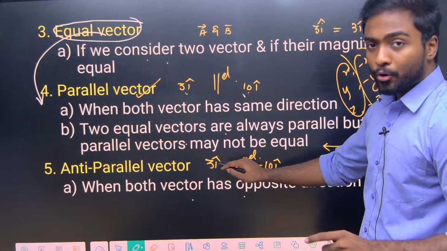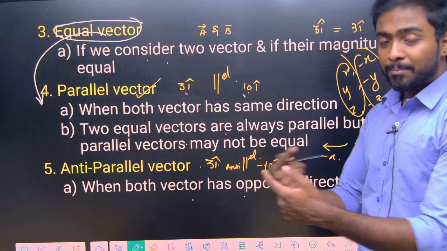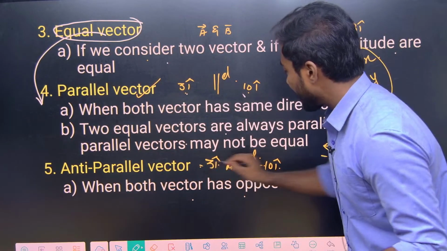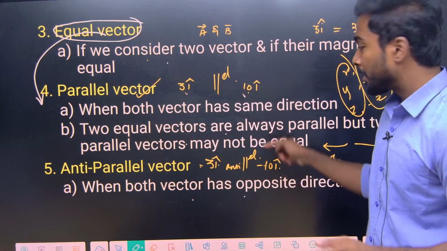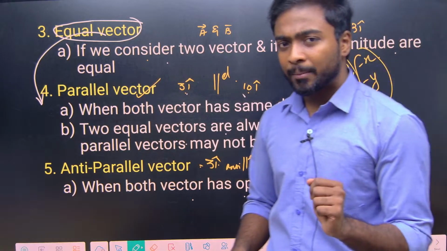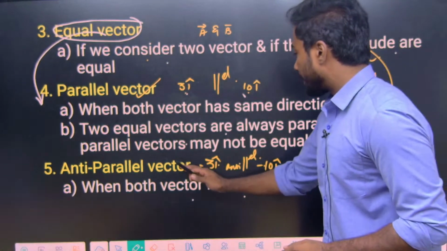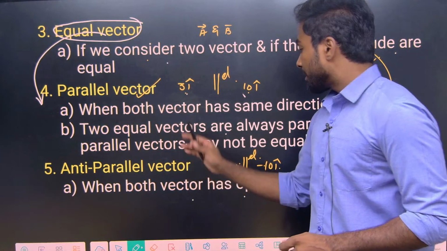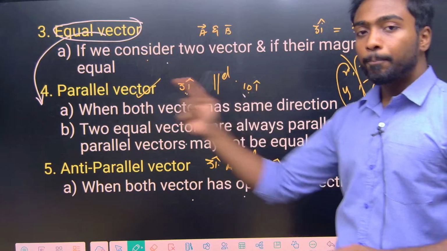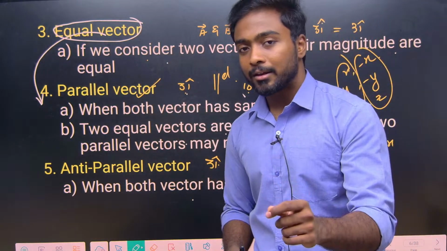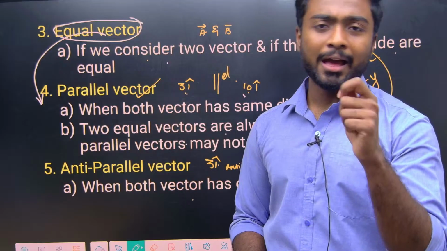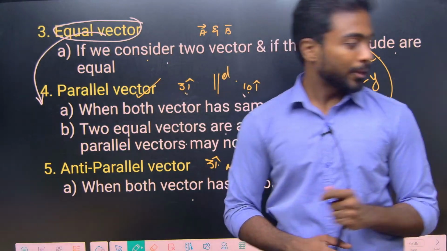Along with i cap, we need to look at the minus or plus symbol. Suppose I take minus 3 i cap and minus 10 i cap, is it anti-parallel or parallel? It is a parallel vector. So I should see the sign of both vectors, and then decide whether it is a parallel vector or an anti-parallel vector.